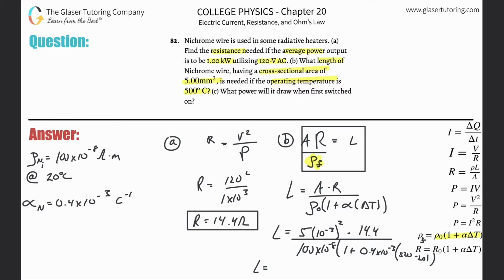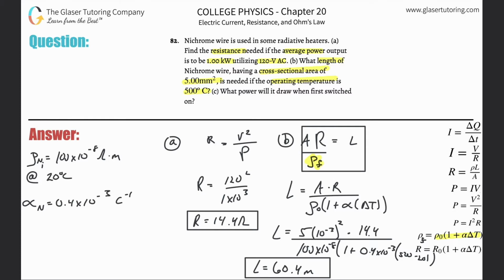So now what we're going to do is the denominator. So in parentheses, 100 times 10 to the minus 8 times, parenthesis again, 1 plus 0.4 times 10 to the minus 3 times, and you can do parentheses again if you like, but you can also do the math in your head. 500 minus 20 is going to be 480. So just multiply that by 480. Close the parenthesis, and we get a value of about 60.4. Okay, so the length here is going to be about 60.4 meters. That's the length. All right, so that's how long of a piece we're going to need.